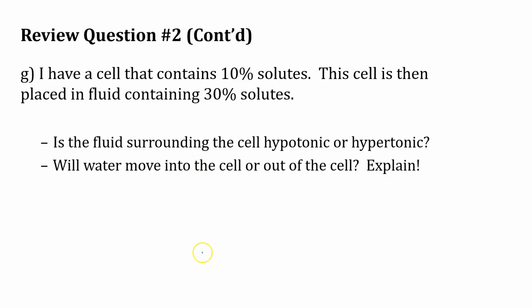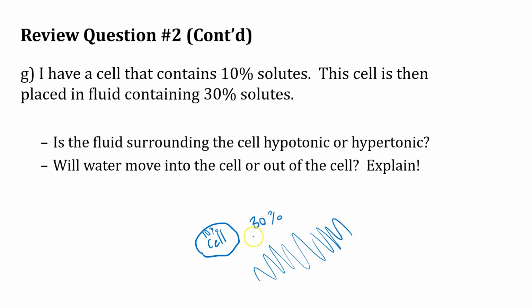Okay, here's the answer. Here's my cell, and the cell is going to have 10% saltiness. Outside the cell I've got 30% saltiness. Relative to the inside of the cell, this solution out here is more salty, so the word that we use there is hyper, meaning more, tonic. This word literally means more salty, and it's always in reference to the inside of the cell, so it's more salty than the cell.